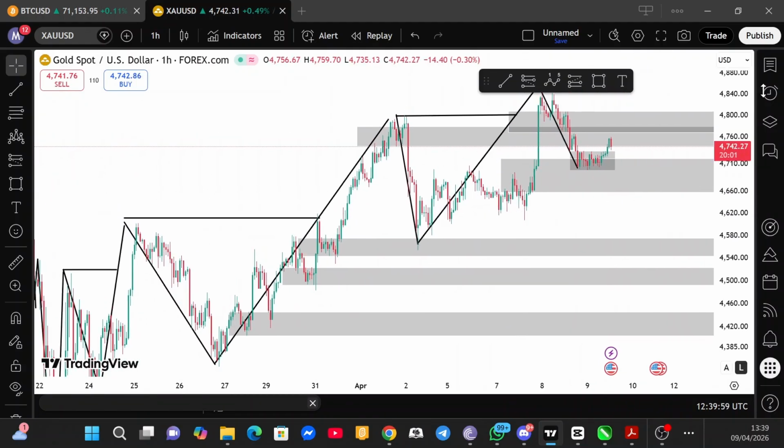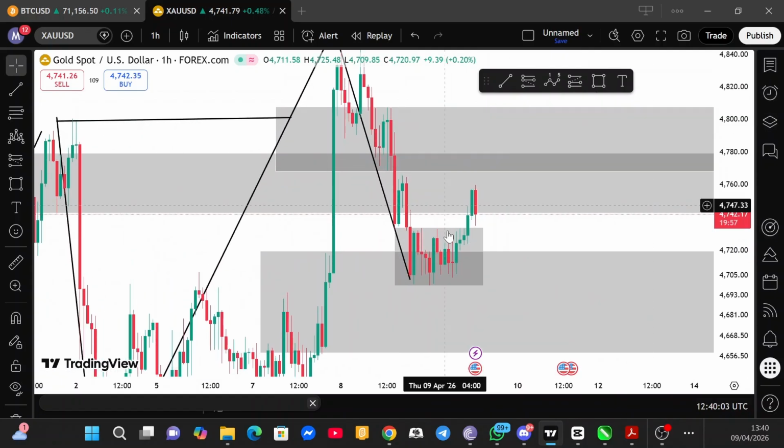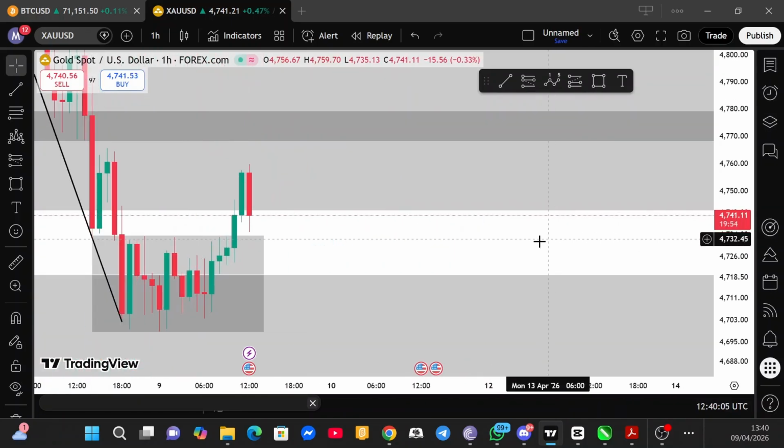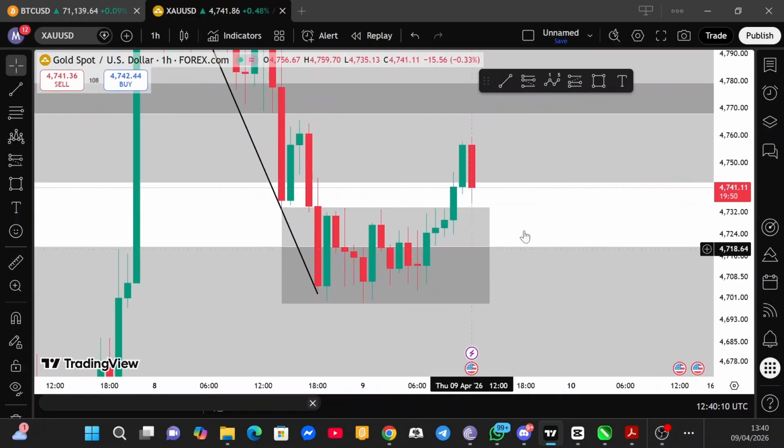And this is the market consolidating. You see it here on a 1 hour time frame. See the market consolidating on a 1 hour time frame.